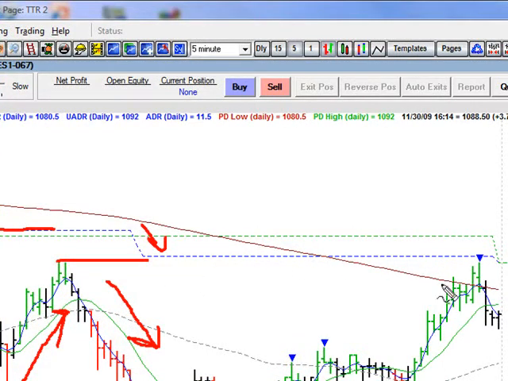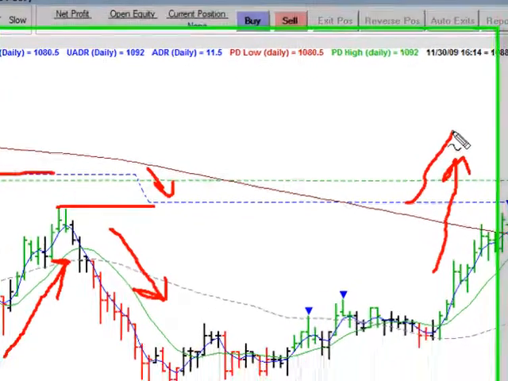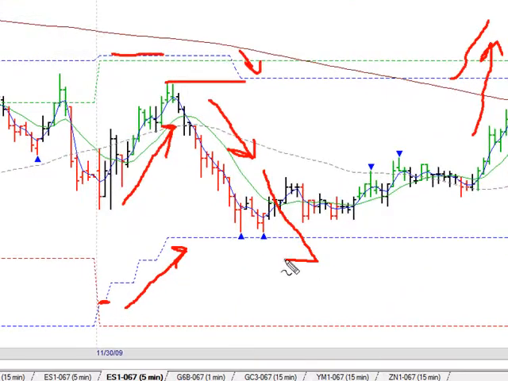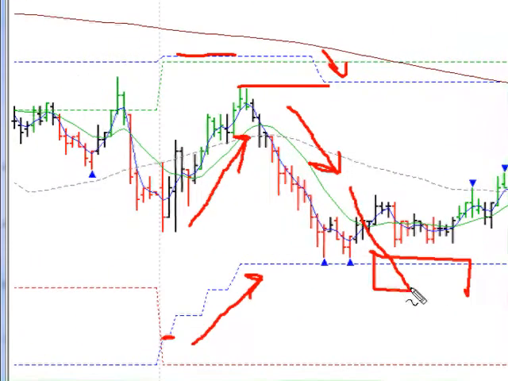Now if this high would have shot through here, this would have adjusted up with it. Likewise, if this low would have run through here, this would have come down with it as well. Let's get rid of all that again.